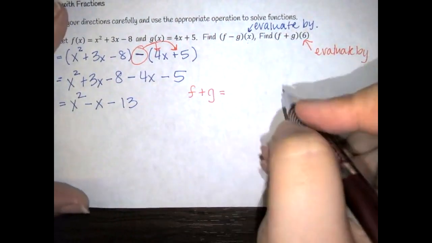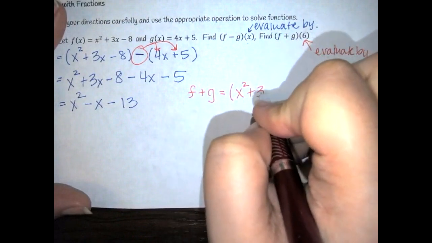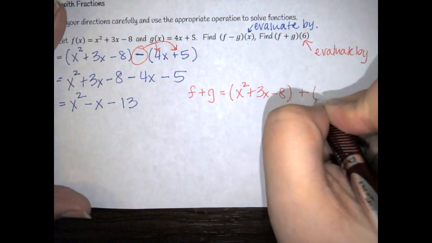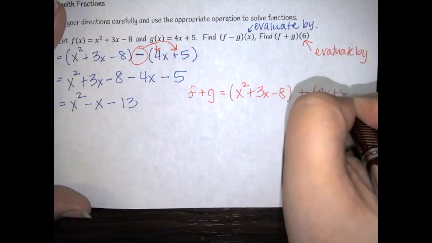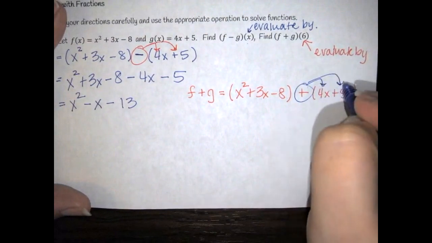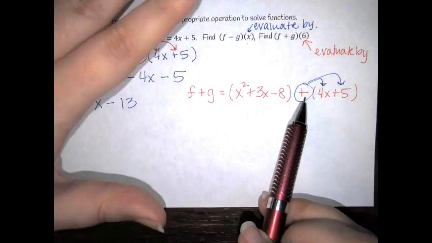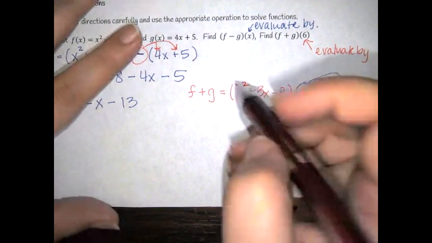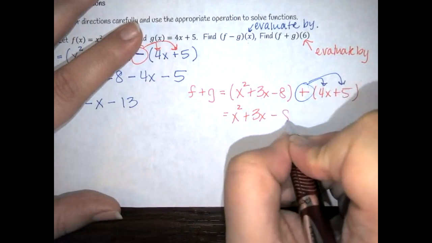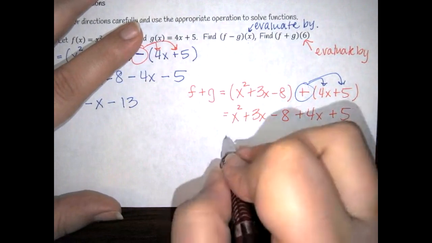Again, I need to start with f. Here I've got my parentheses, and it's going to be x squared plus 3x minus 8. My operation this time is plus, and then my g term was 4x plus 5. Now remember, whatever this operation is has to flow through the back part of the parentheses. In this case, because it's addition, nothing is going to change. So our function here is going to be x squared plus 3x minus 8 plus 4x plus 5.